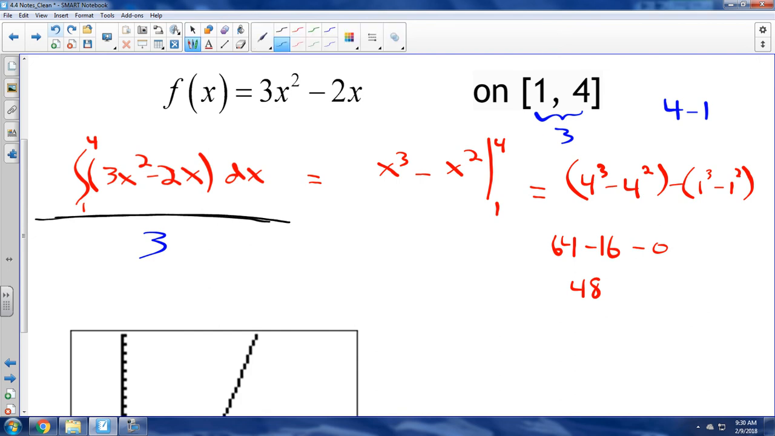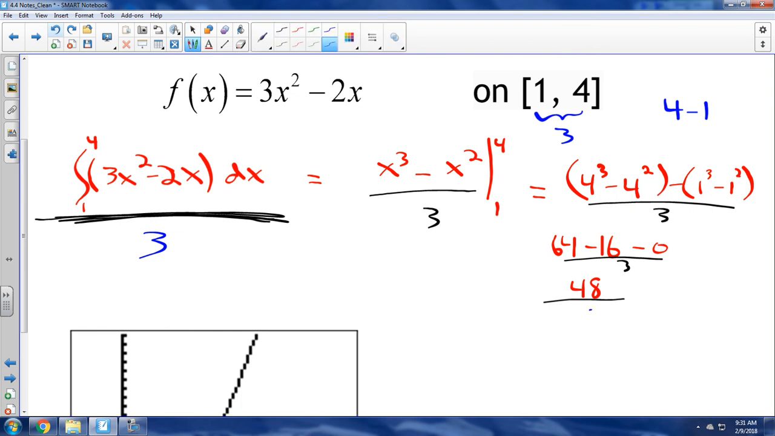But do not forget about the divide by 3. We have to divide this, because technically this whole time we were dividing this by 3, right? The whole time this was here. So we can divide this by 3, and we get an answer of 16.